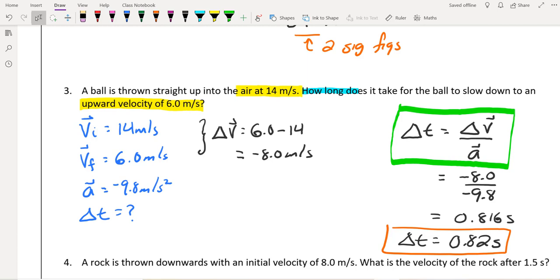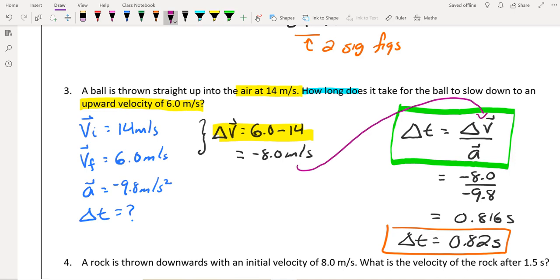So to find the change in time, we use our equation. Change in time is equal to change in velocity divided by acceleration, highlighted in green there. But before we can execute that equation, we need to know what the change in velocity is, right? We're given the initial and the final values. We plug those in to find out our change in velocity. Now we have all the information necessary.